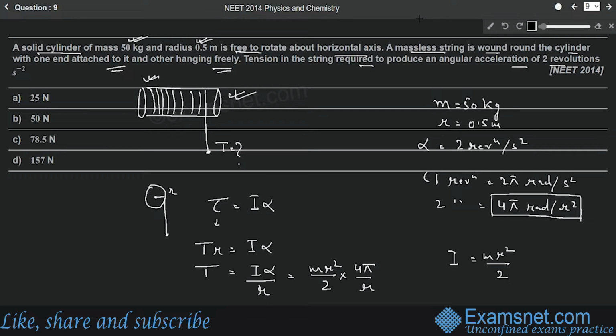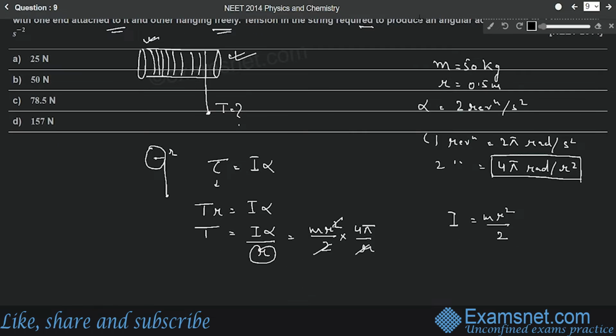upon this R. So this R will cancel this, and this 2 will cancel with this 4, leaving 2. 2 into 2 is 4. So what is left? M, that means 50 kg, into R, that is 0.5 meter, into 2 into pi, that is 3.14. On solving this, we'll get 157, and the unit of tension will be Newton. So 157 Newton, that means option D will be the correct answer.